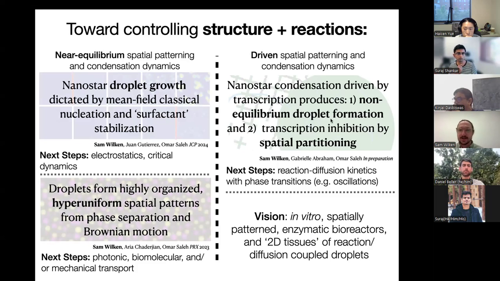And then we can start to engineer these inhibition control loops by spatial partitioning of the components. And so we're thinking about these in spatially patterned enzymatic bioreactors, something like a two-dimensional tissue where the reaction diffusion dynamics is coupled to phase separation processes.